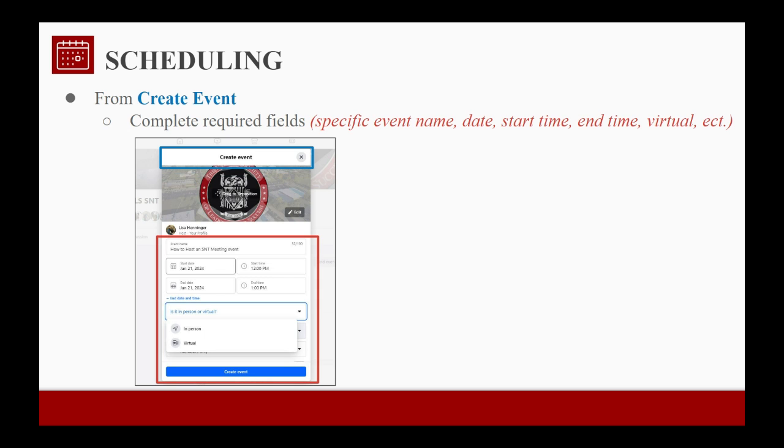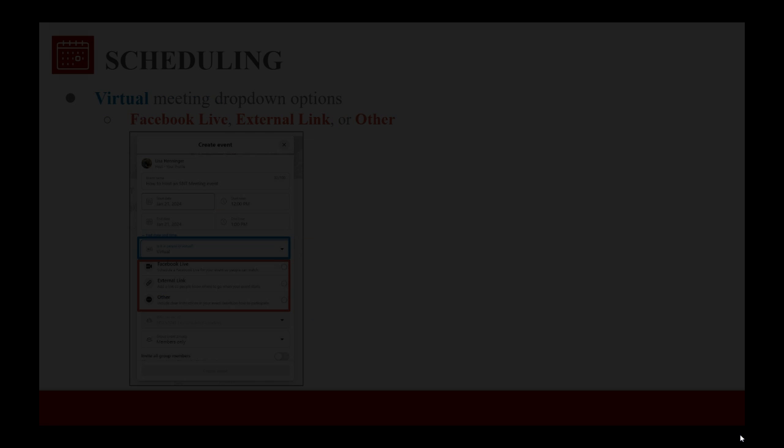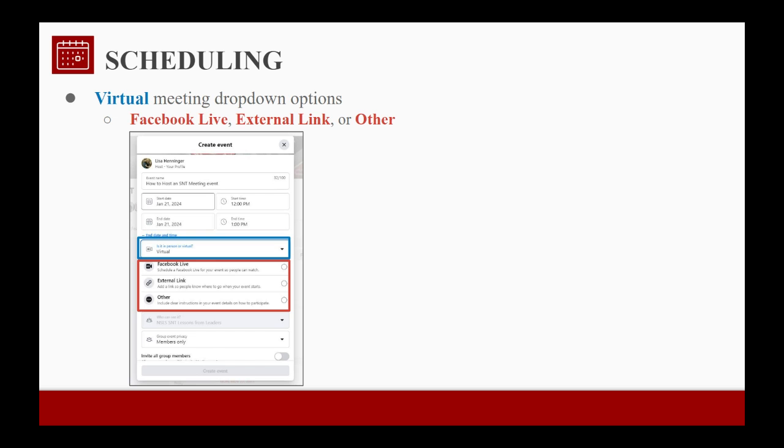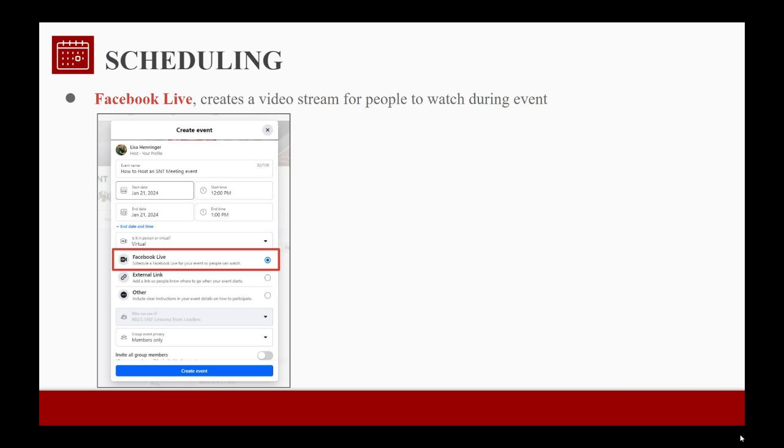For online meetings, select Virtual to find the options available. The virtual options available for your event include Facebook Live, external link, or other. The Facebook Live option creates a video stream for people to watch directly from the event page. This option creates the video link for you. However, it is only a video stream and does not allow you to share your screen like in Google Meet or Zoom.